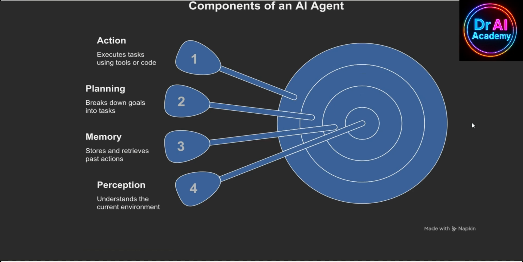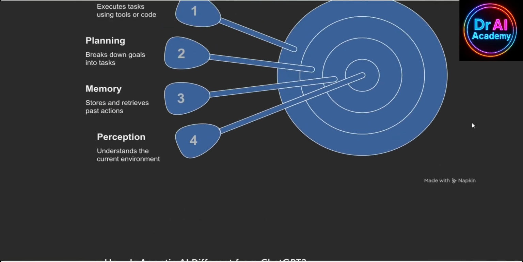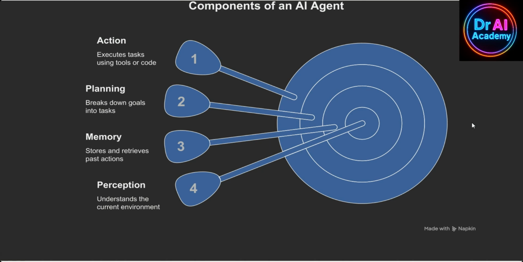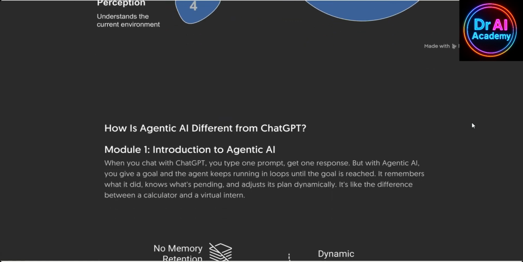Let's take an example. Suppose you build an AI agent called ResearchBot. It receives a topic like impact of electric vehicles in India. First, it plans what to do. Search online, read reports, summarize key points, and prepare a document. Then, it takes action step by step, without needing you to prompt every move. This is the magic of agentic AI.